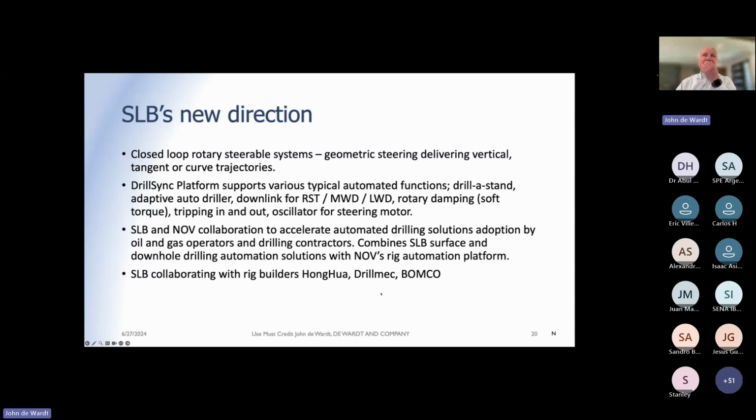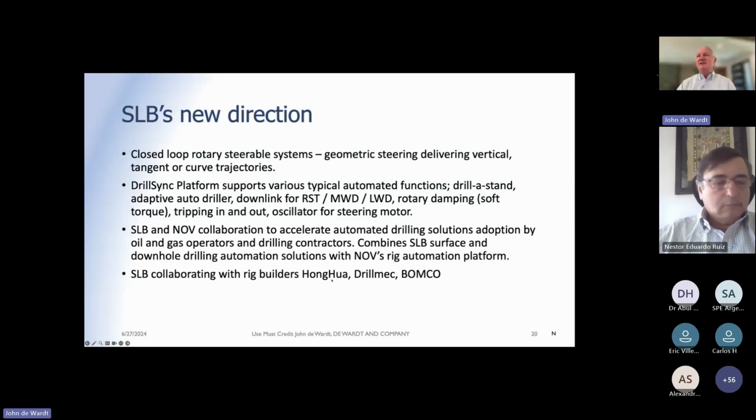And it's interesting, I found out that Schlumberger's, or SLB, sorry, is also collaborating with rig builders, Honghua, Drillmec, Italian, Honghua and Bomco are Chinese. And I actually suspect, but I don't know for sure, that some of this collaboration relates to their IPM contracts, lump sum turnkey, in the Middle East, where they are using some Chinese rigs. So this may be the connection that's driven them to collaborate with the rig builders in order to bring their DrillSync platform to drill those wells better, faster, and make more profit.